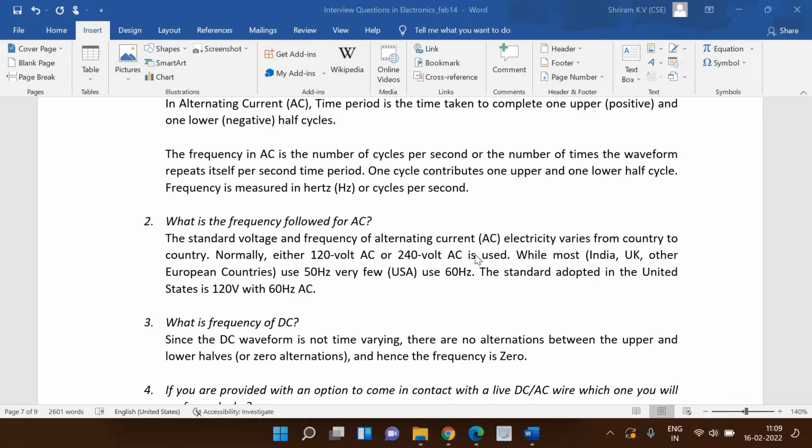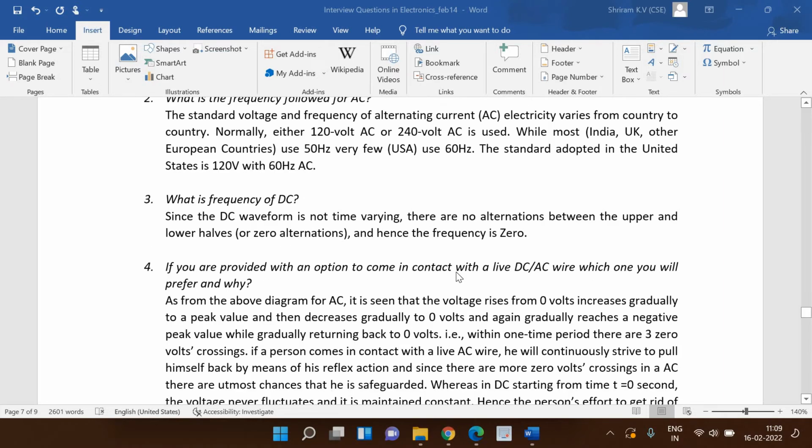What is the frequency of DC? Well, this is a phenomenal question which will definitely be asked in every interview that you go to. Since the DC waveform is not time varying, it is all straight and we do not have a time concept over there. There are no alternations between the upper and the lower halves and frequency remains zero. That's it. That's a very simple question, isn't it?